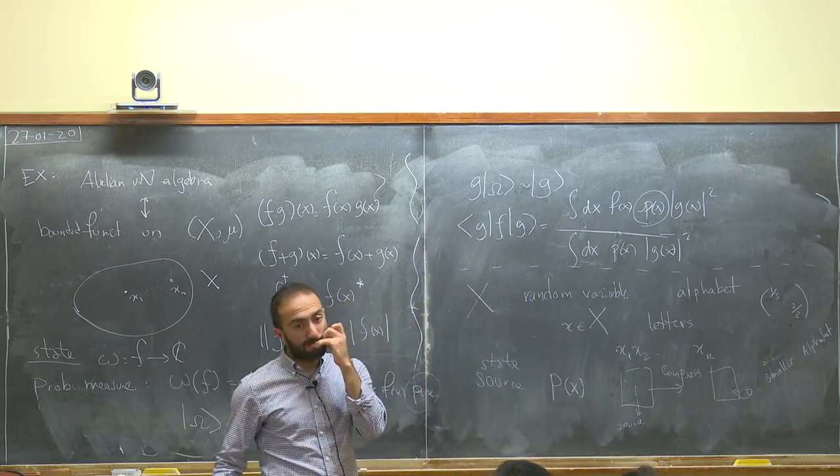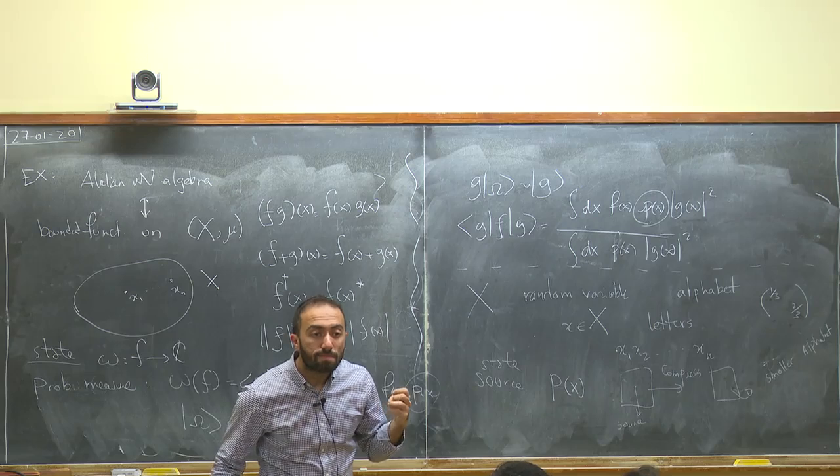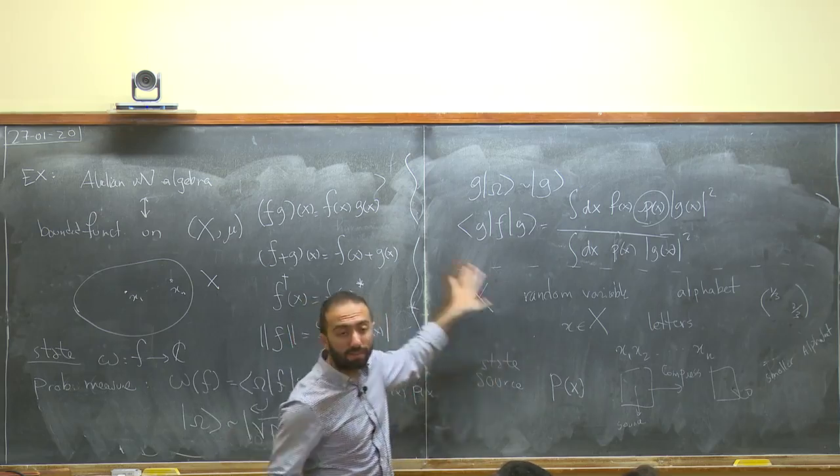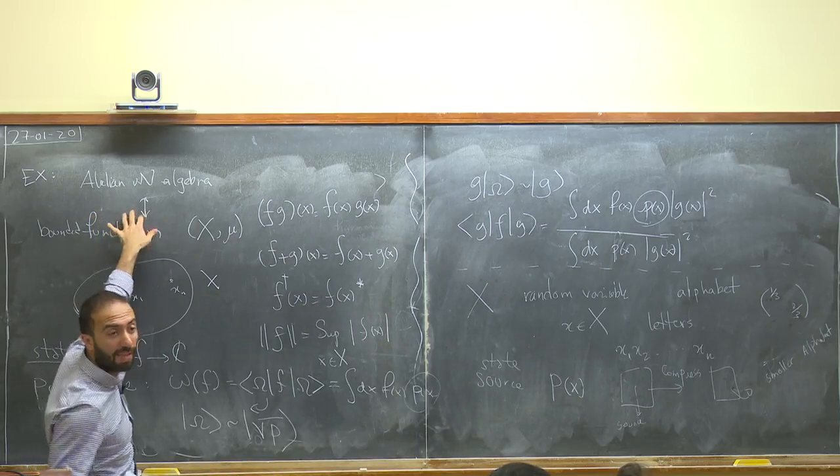How about the phases? Sorry? How about the phases? Oh, this is classical. This is a billion. At the moment, it's a billion.